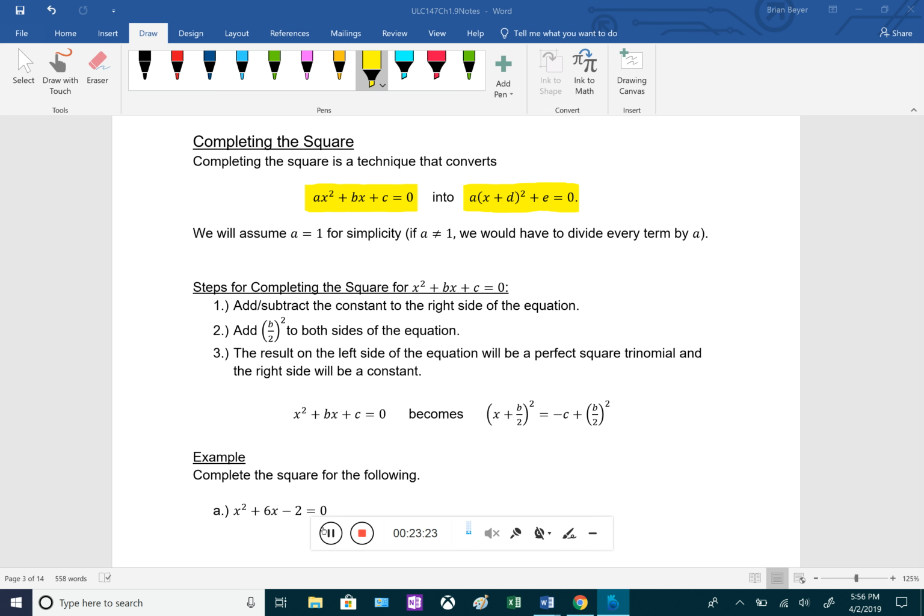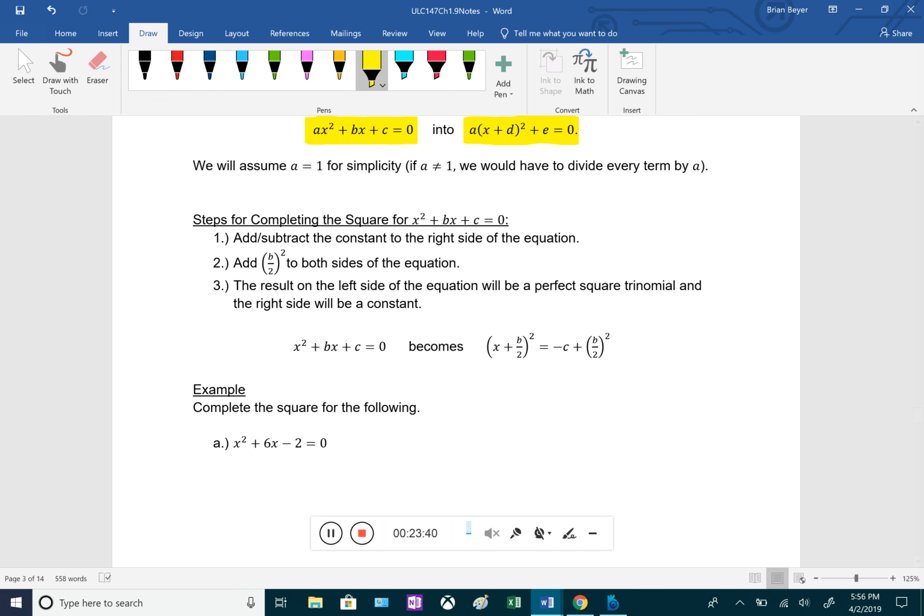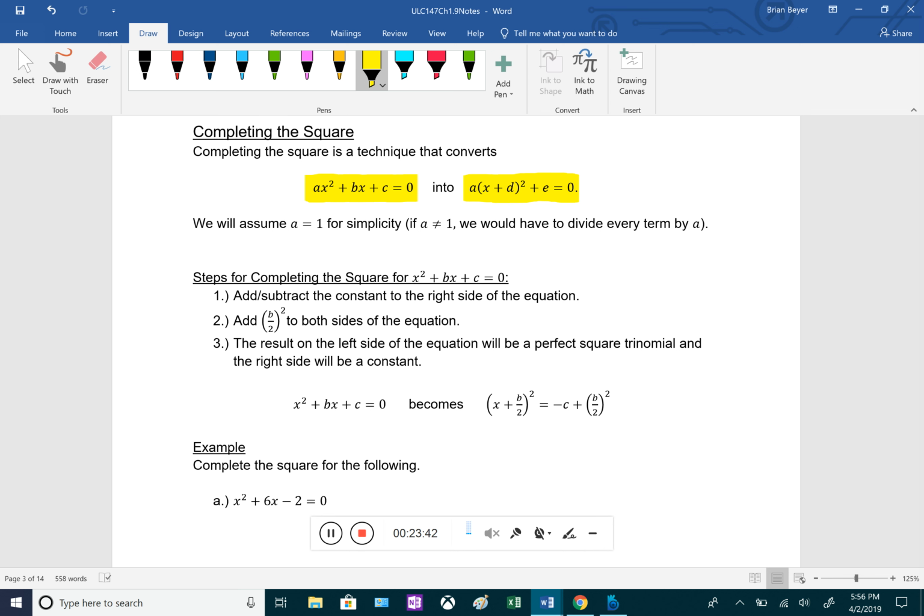So for now we're going to be using the a value, so the coefficient on the x squared term. We're going to be assuming that that is 1 for simplicity. If it was not equal to 1, we'd have to divide everything by a so that it was equal to 1. So here are the steps for completing the square. So it's called completing the square because, like I mentioned, we're rewriting a trinomial as a binomial squared. So we have to add something to this to complete it so we can write it as something squared.